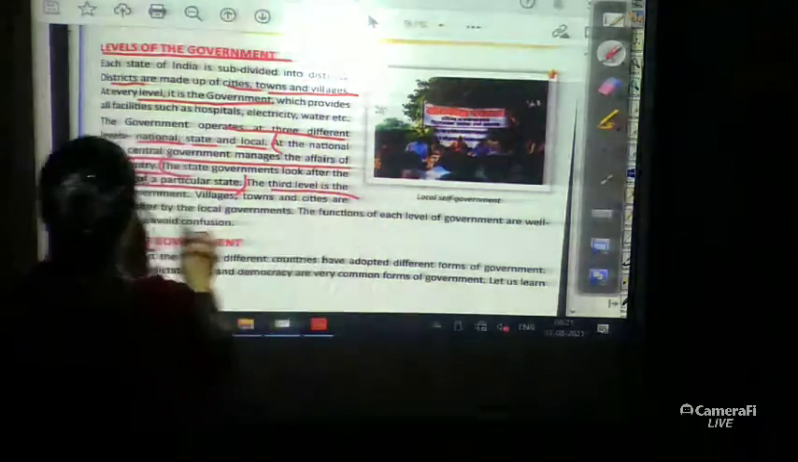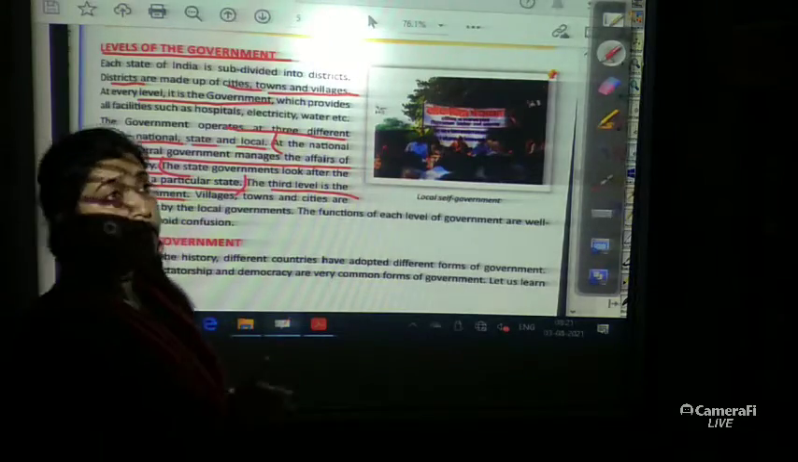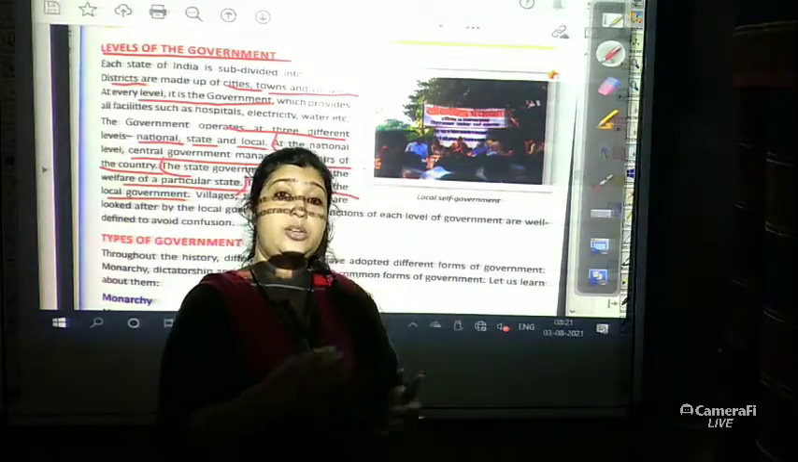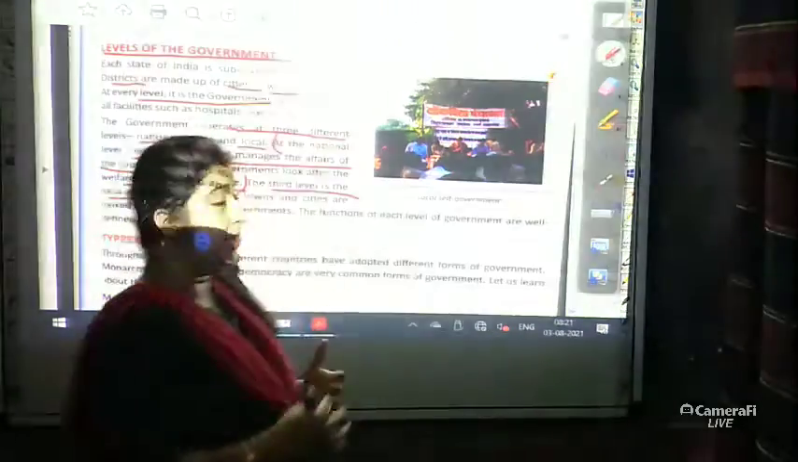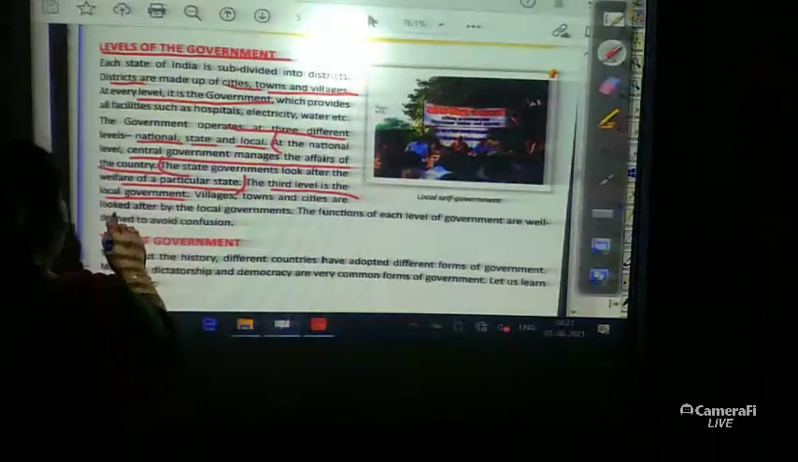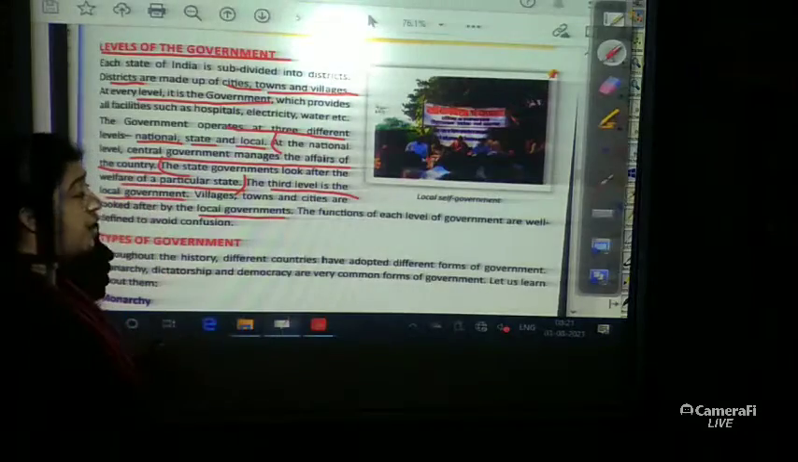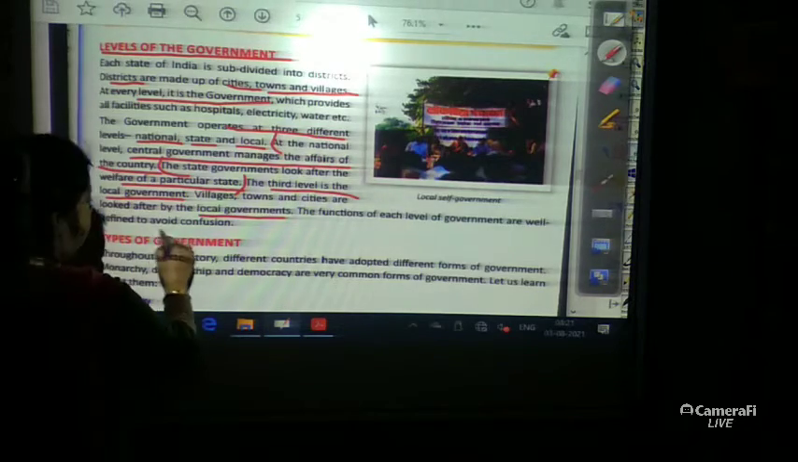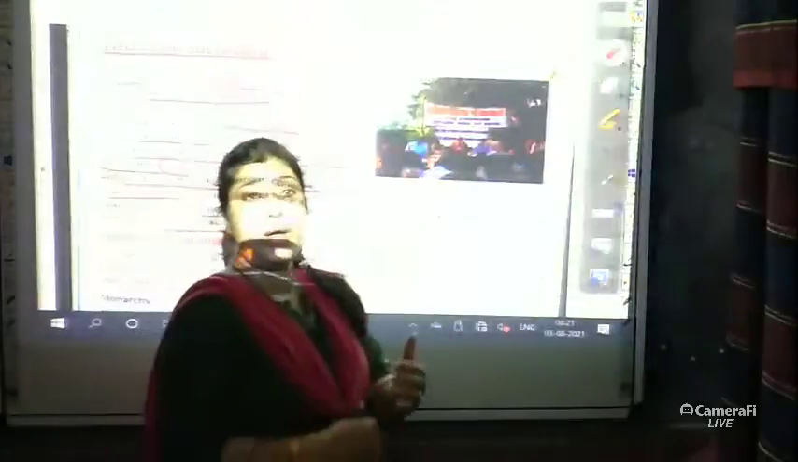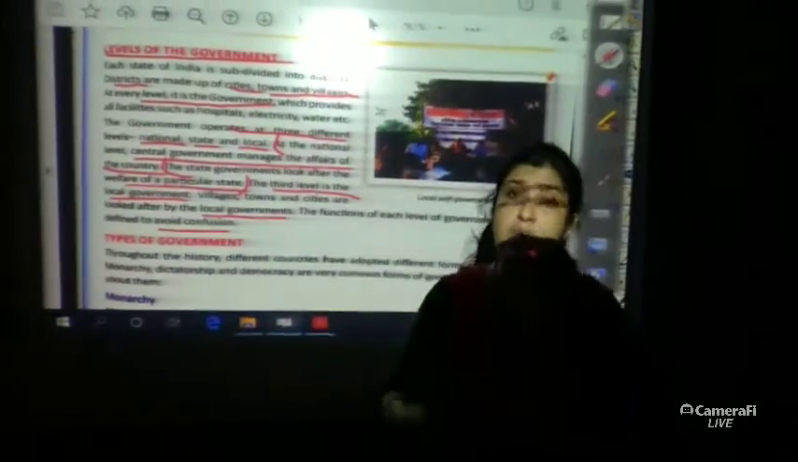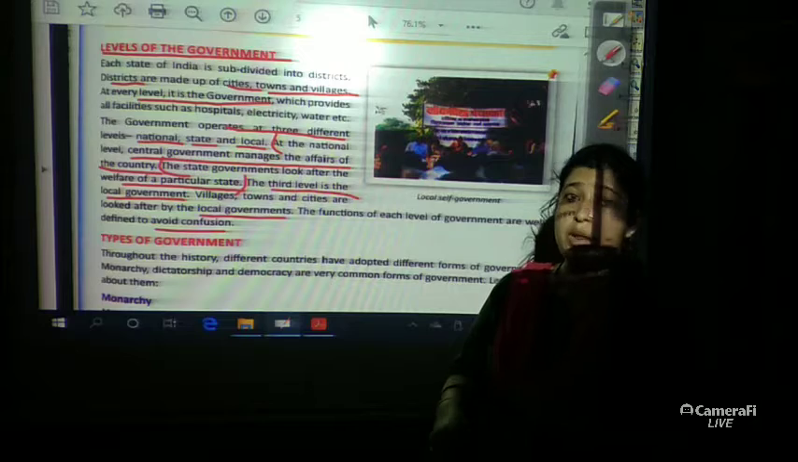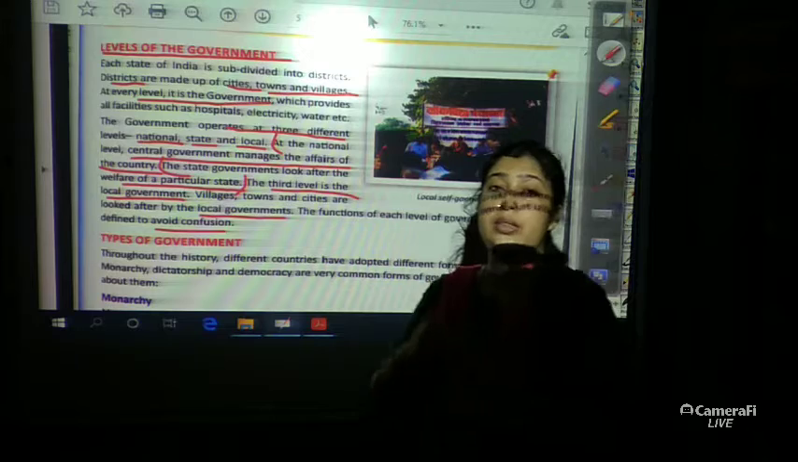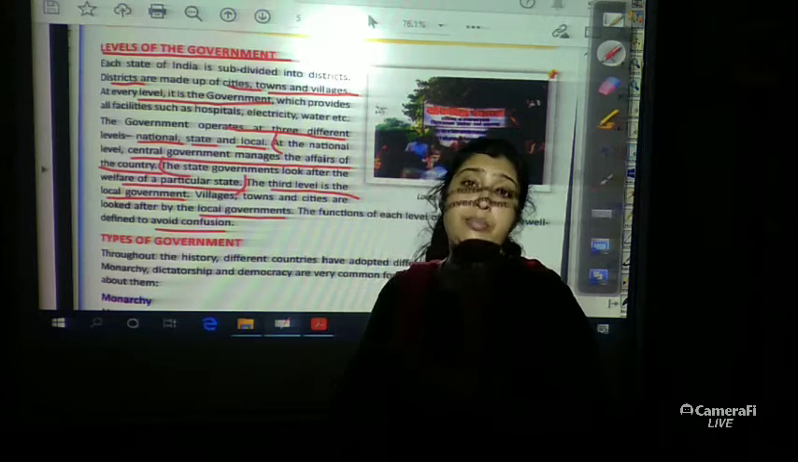The third level is the local government. Like who is our nearest town government, who is the head of our town or village. Villages, towns and cities are looked after by the local governments. The functions of each level of government are well defined to avoid confusion. So if we have any confusion, where do we go? Shall we go to the state level? Shall we go to the national level? No. First, we will go to our local government and discuss our problem or the problematic matter.